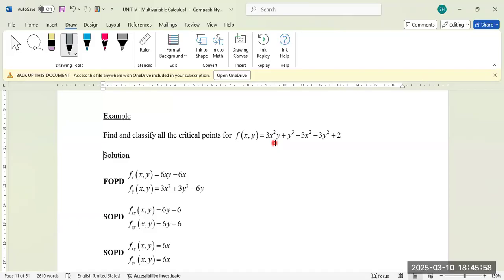Then now what we're going to do is put my first order partial derivatives, my x and my y, equal to 0. So I'm going to have 6xy minus 6x equals 0, and 3x squared plus 3y squared minus 6y equals 0. Do you believe I can solve those equations simultaneously by using the elimination method?